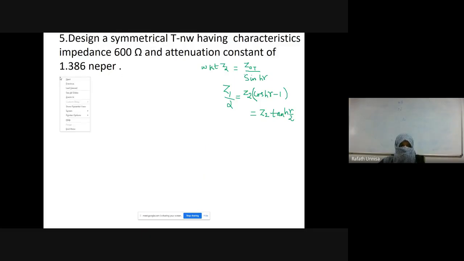So now we will see in this particular problem what data is given. Okay, students, the formulas are correct. The formula we have written is correct.